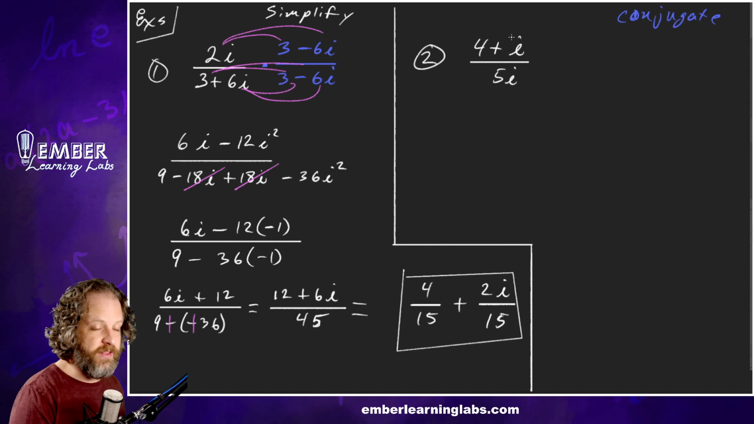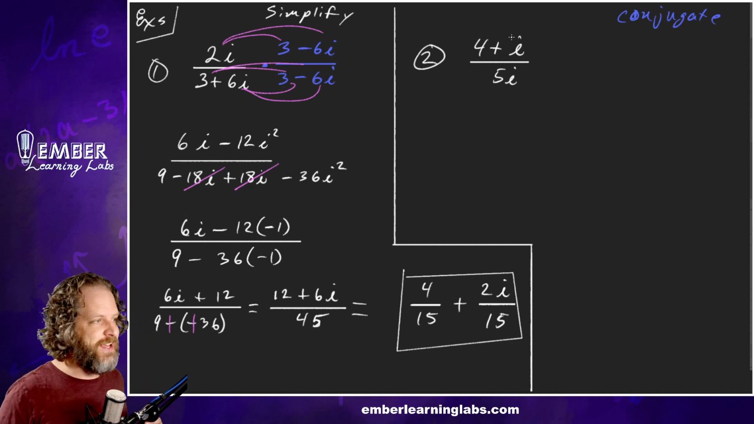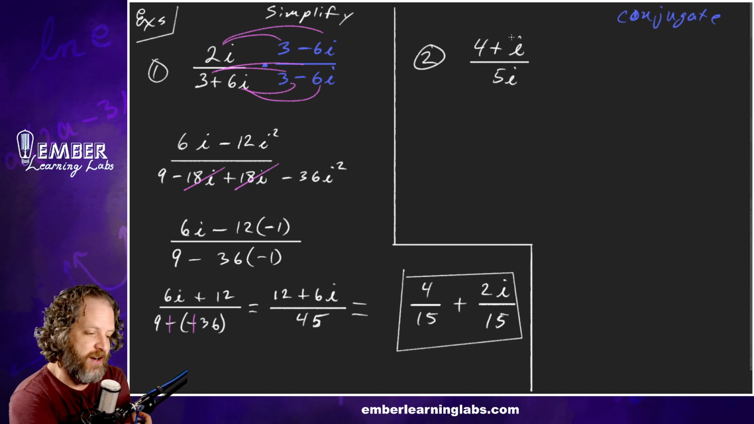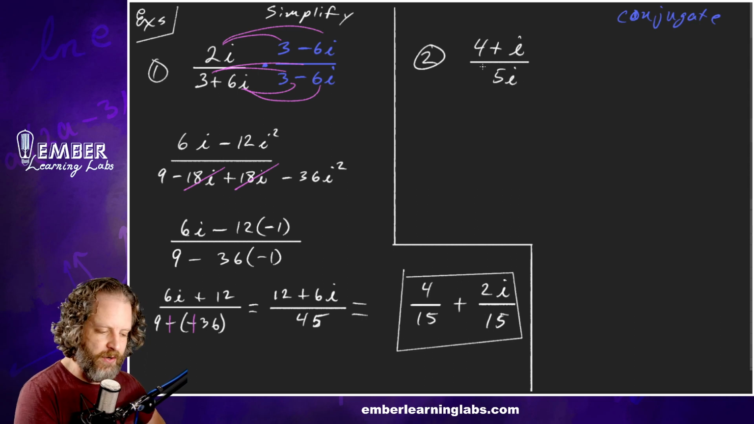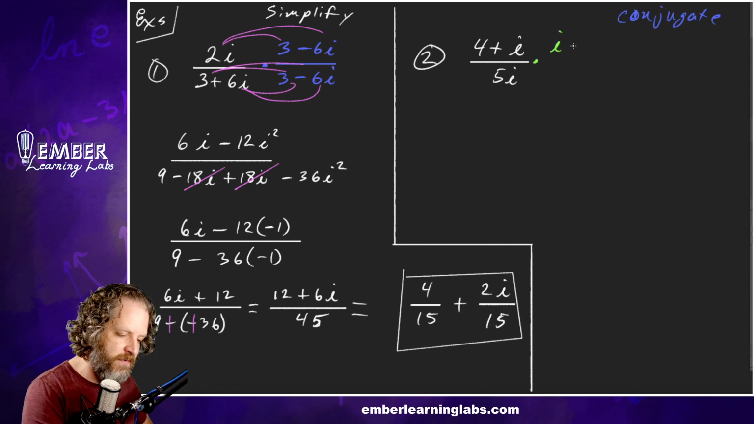All right, let's do this one. This one's actually, even though it's the next one, it's actually a little easier because this time on the bottom, we don't have any real parts. So you don't even really have to multiply. You don't really multiply by the conjugate. You can just multiply by i over i.